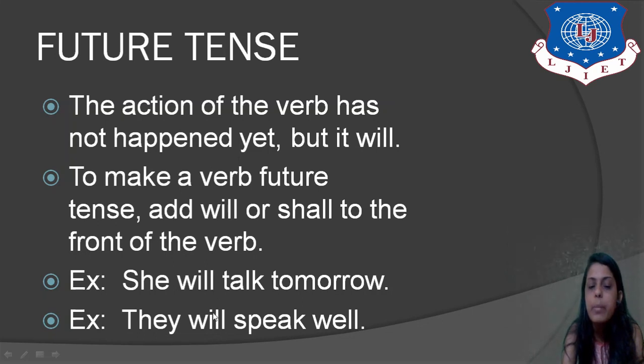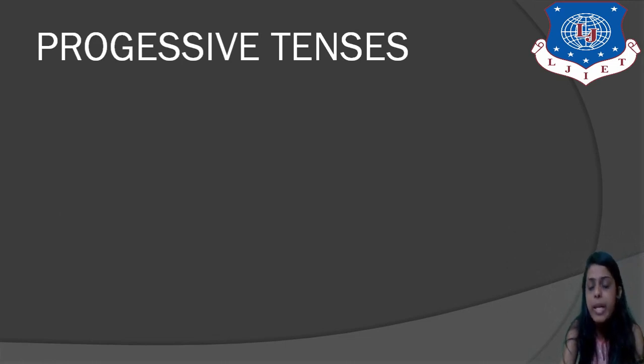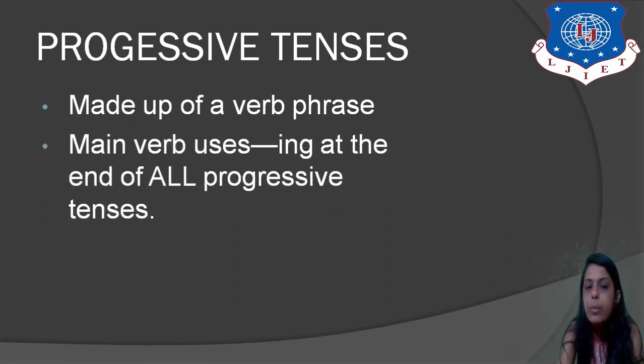In both of them, what you need to do is add will to the verb. Now, progressive tense, which means continuous tense. Here you can see it is made up of a verb phrase. The main verb uses -ing at the end of all progressive tenses.